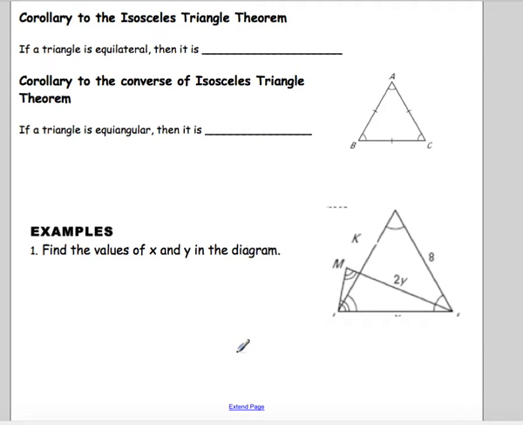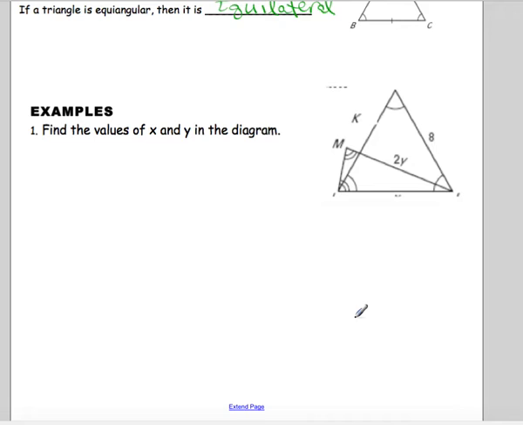The next thing says the corollary to the isosceles triangle theorem says if a triangle is equilateral, then it is equiangular. We mentioned that several times when we learned about our if-then statements. The corollary to the converse of the isosceles triangle theorem says if a triangle is equiangular, then it is equilateral, just going forwards and backwards. Then we have two examples left in these notes, and this one here, I think it's missing some letters at the bottom. I don't know what these are at the vertices, but I know that this is supposed to be X right here.